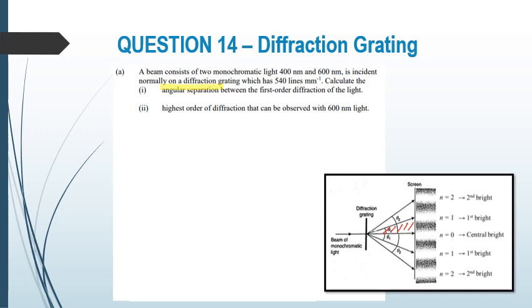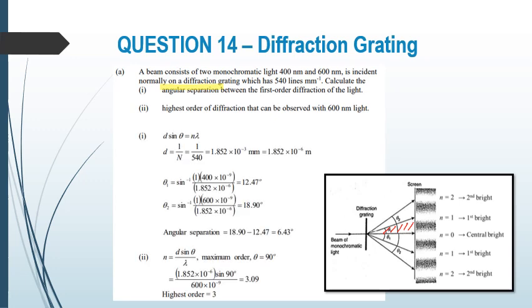And then after that, what are you going to do? You repeat it again for 600 nanometer and then you subtract the values, and it will give you the final answer for question 1. So basically, this is how you do it. You calculate the angular separation for 400 nanometer, then repeat it for 600 nanometer. Once you get the first order angular separation for both wavelengths, you just subtract them and get the difference between the two.